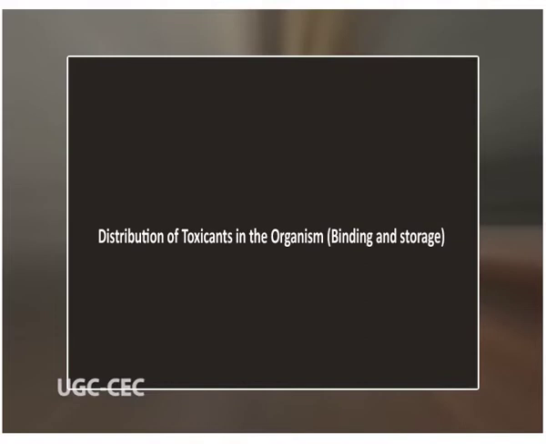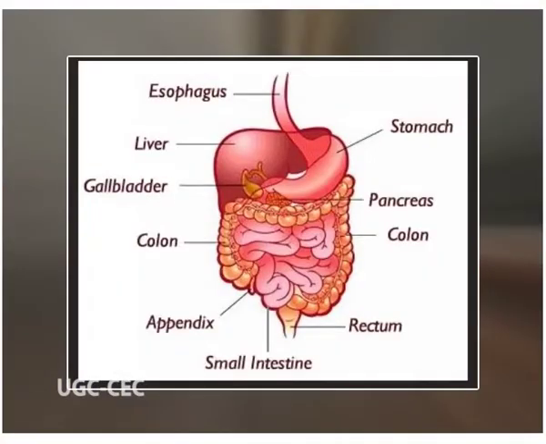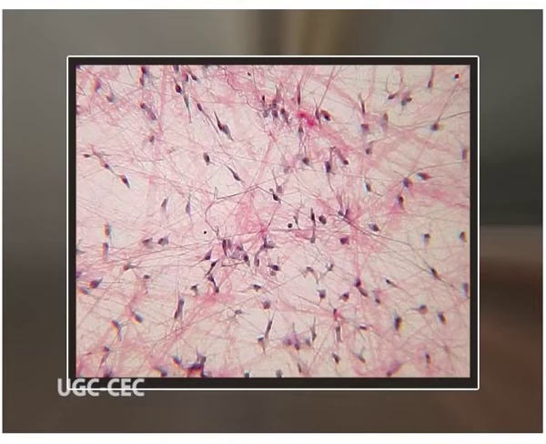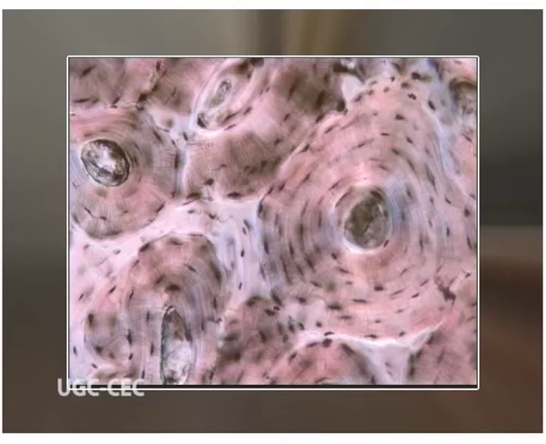So, now the distribution of toxicants in the organism, for example, binding and storage. The human organism can be divided into the following compartments. Number 1 is internal organs. Number 2 is skin and muscles. Number 3 is adipose tissue. And number 4 is connective tissue and the bones.